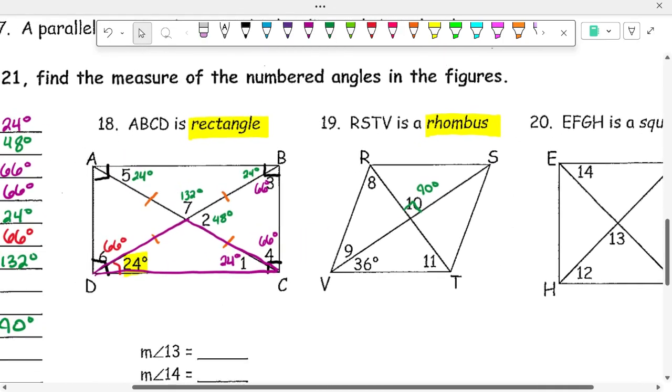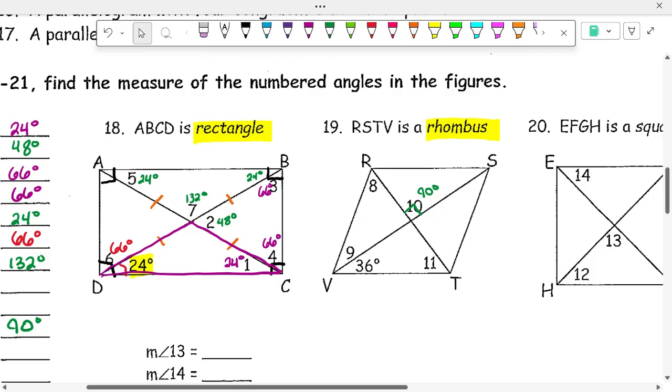What other angle is pretty easy to find? 9. Why 9? What do the diagonals do to the angles? They bisect them. So in other words, they do what? They split them in half. So if this angle's 36, that means this angle has to also be 36.